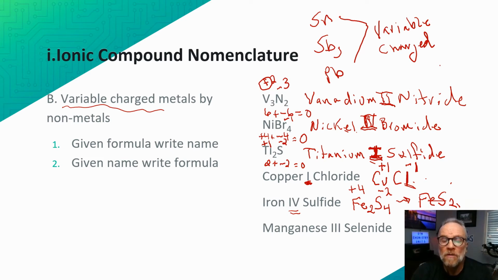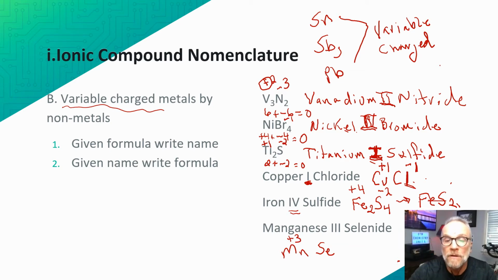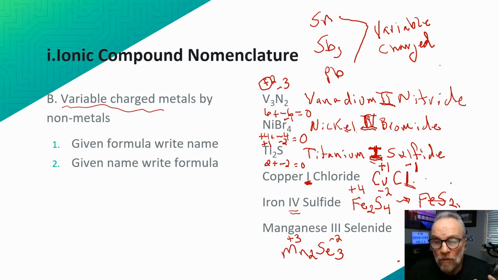All right, let's go and do manganese 3 selenide. So manganese is Mn and selenium is Se. Got +3 for manganese, and selenium is -2 in the -2 column. So we'll crisscross those, Mn2Se3. Okay, so that's the general gist of it.